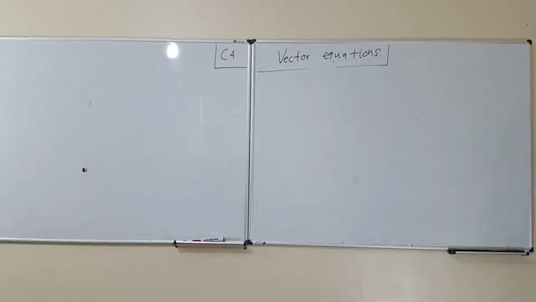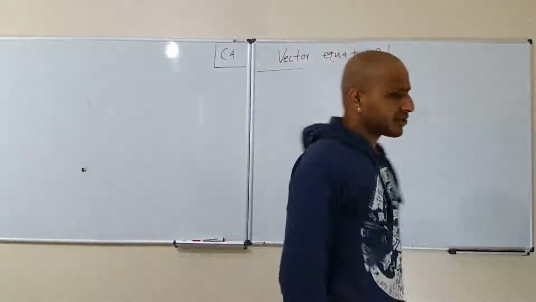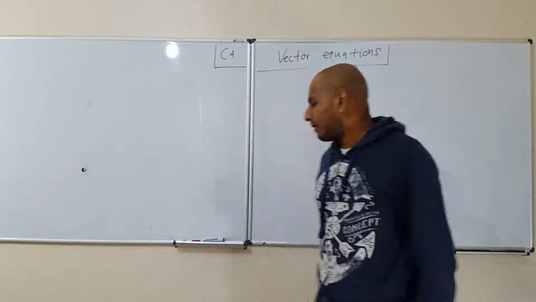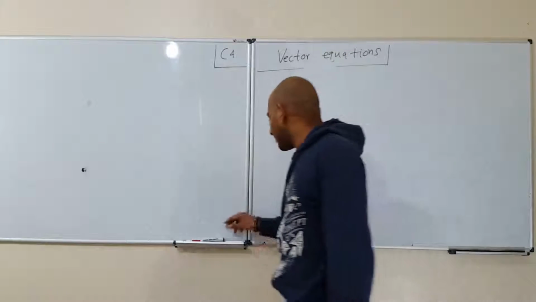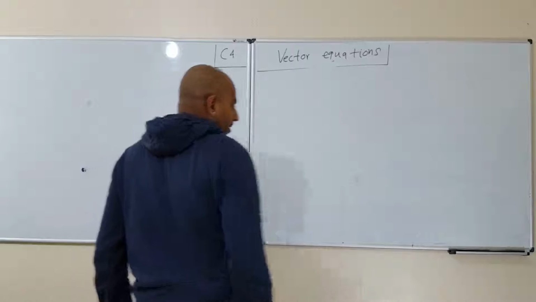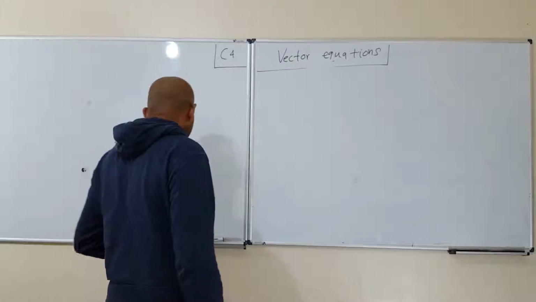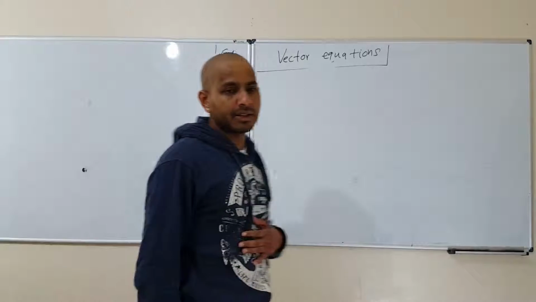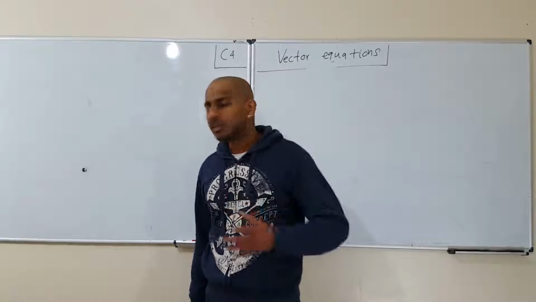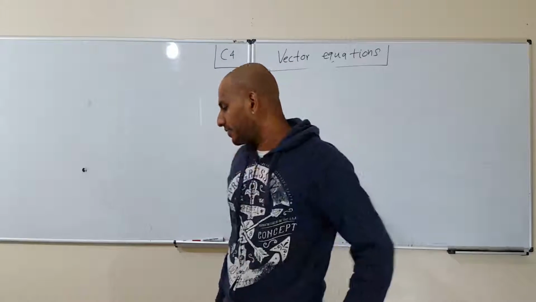Right, okay, so let me try to explain vector equations and the genesis of it, the theory behind it, and what it's all about. Vector equations are nothing but a very simple way of representing a straight line. Actually, it's probably one of the very simplest ways of representing a straight line.